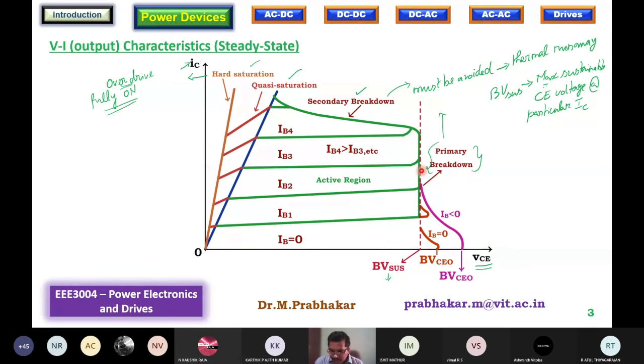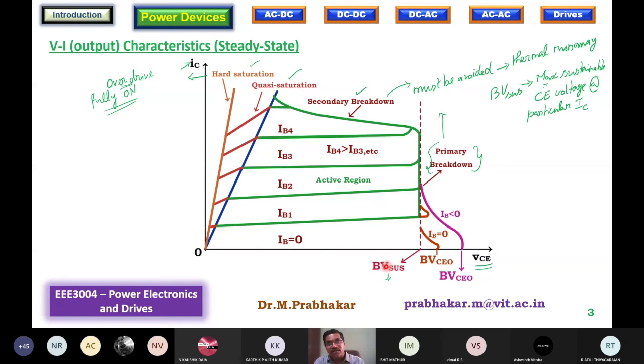For a particular value of collector current, beyond a particular value of VCEO, if you try to turn off the device and apply that reverse voltage, the BJT cannot take it up. It will fail. That voltage is BV sustainable. What voltage can be sustained at a particular level when the device is in operation?